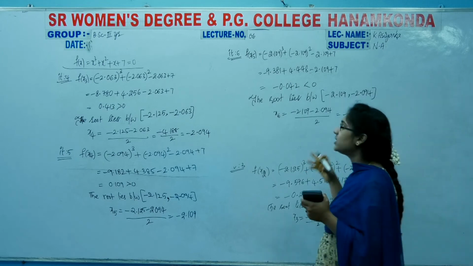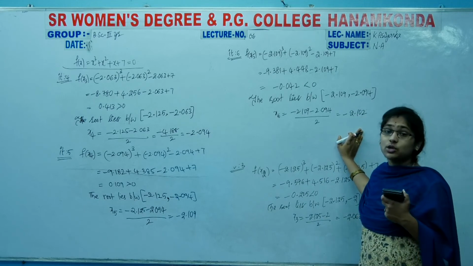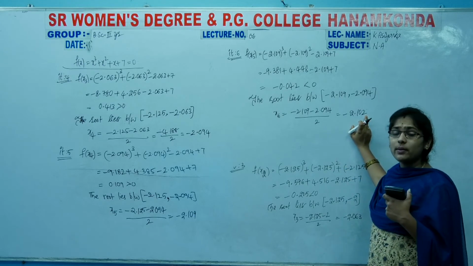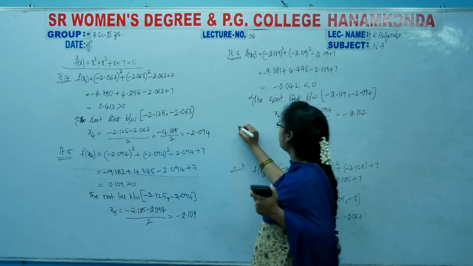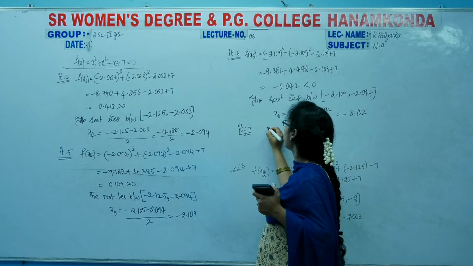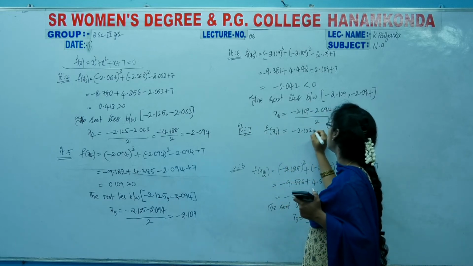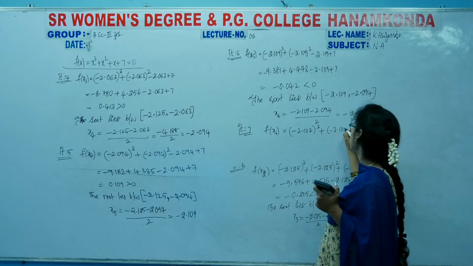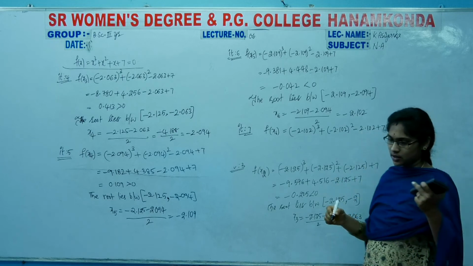Approximately we can take the value like 2.1 and 2.10, but what they mentioned is corrected to 3 decimals. So definitely we have to solve the problem until we get the 3 digits the same. Okay, so now next again we have to go for the next iteration number 7. F of x6 equals (minus 2.102) whole cube plus (minus 2.102) whole square minus this one. Okay.